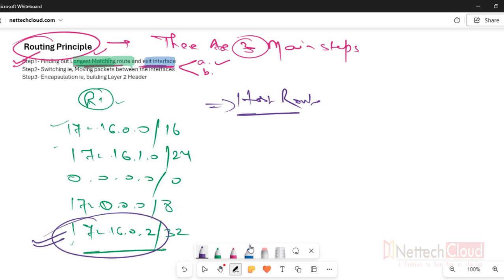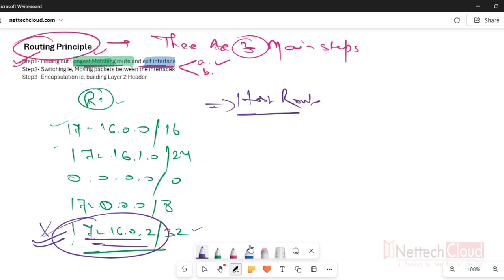This one, because in the routing table the sequence is not very important here. It's not a firewall security policy or access control list, right? The entire routing table is checked, right? The concept here is longest matching route. So if there is a host route, all 32 bits matching, then yes, the host route will be preferred.